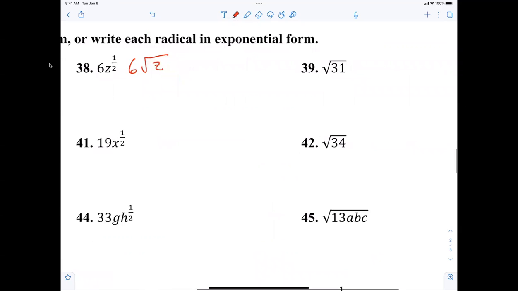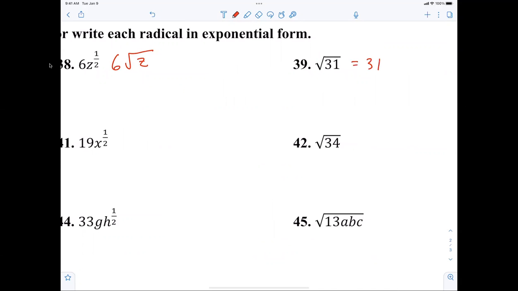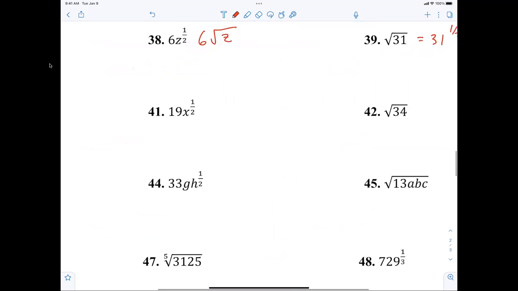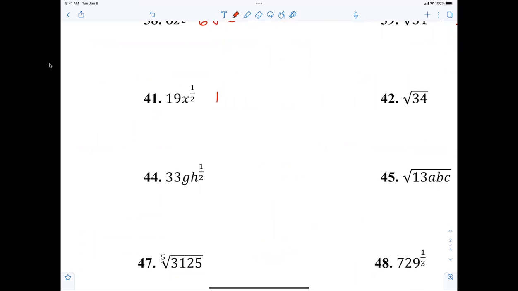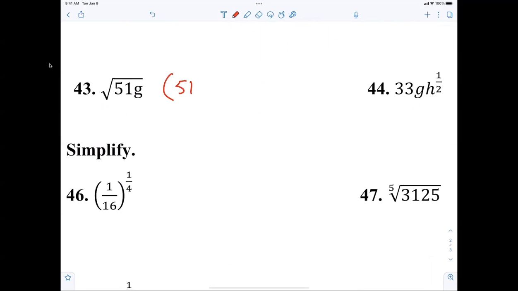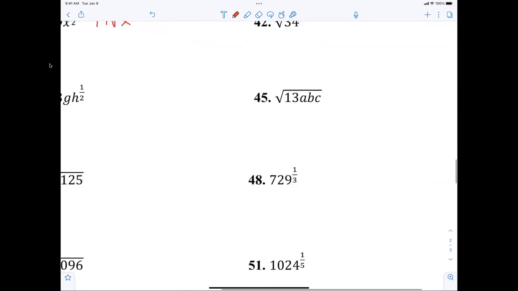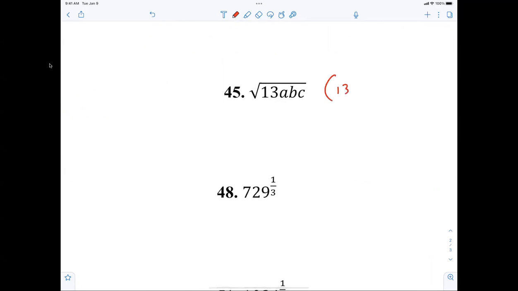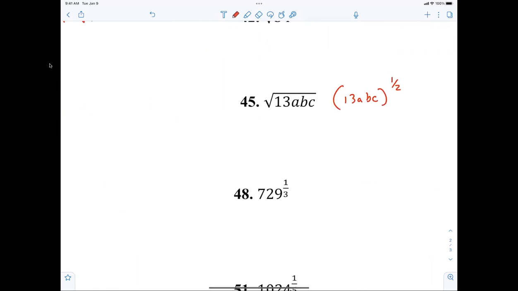All right, help me out with 39. 31 to the 1/2. Beautiful. 41. 19 square root x. Come on, now remember, you're supposed to have 43 written down before we say it. 43. 51g. Do I need parentheses? There you have it. And then 45. I told you. Easy as that.